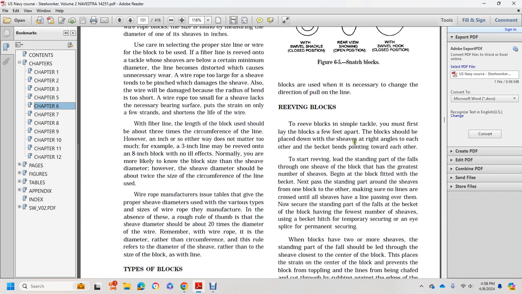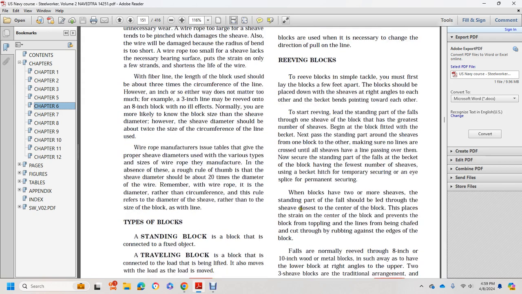Next, pass the standing part around the sheaves from one block to the other, making sure that no lines cross until all the sheaves have lines passing over them. Now secure the standing part of the fall to the bracket of the block that has the fewest number of sheaves, using a hitch for temporary securing or an eye splice for permanent securing.